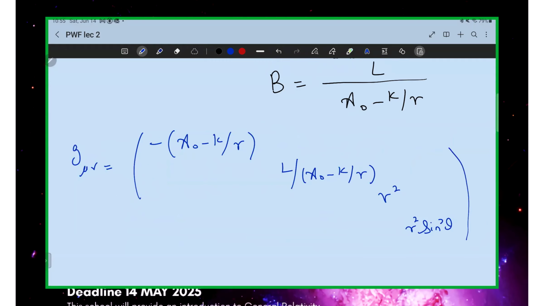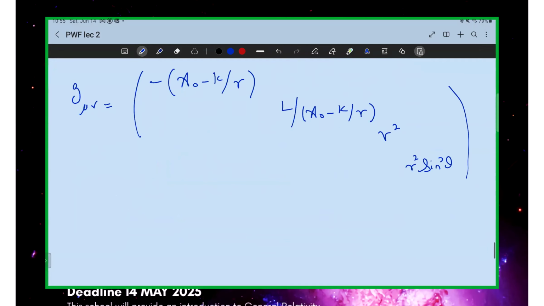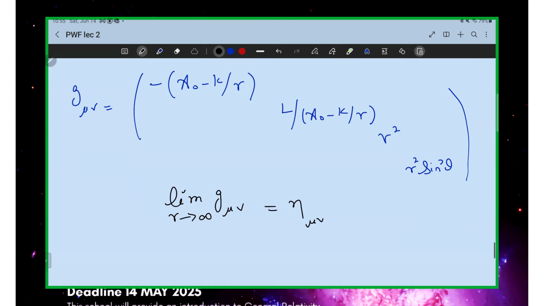Now we use the fact that if you go to a very big R, very, very far away from the gravitating body, you should get flat space-time, right? So it means that the limit of the metric tensor as R goes to infinity is flat space, okay? So if you put R equals infinity in this expression, let me put in the zeros because it looks weird.